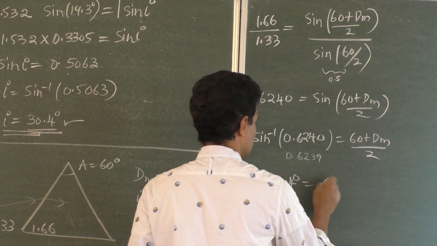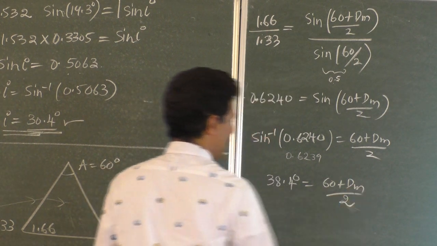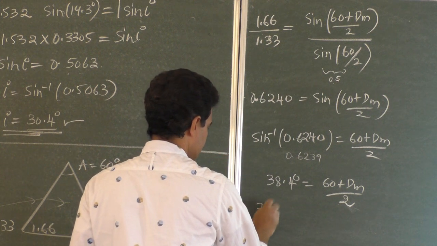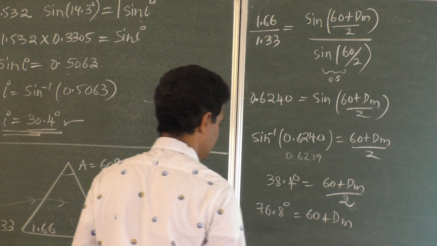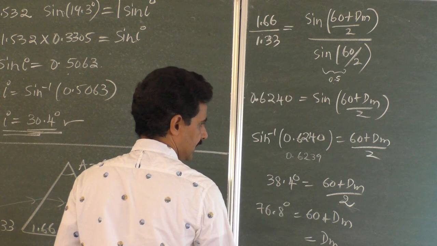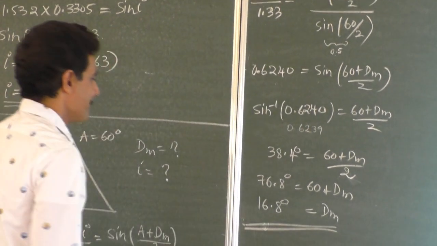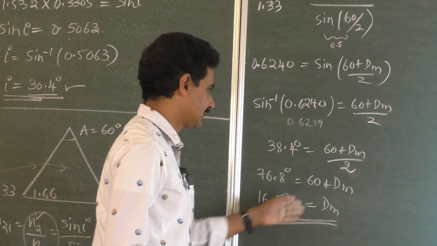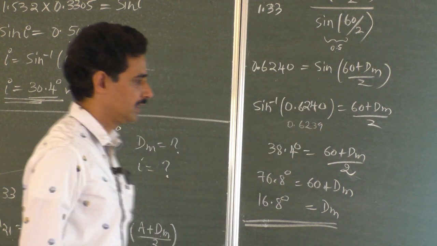38.4 degrees is equal to 60 plus dm by 2. Multiply this by 2: 76.8 degrees is equal to 60 plus dm. What is the angle of minimum deviation? It is 76.8 minus 60, that is 16.8 degrees. This is the angle of minimum deviation. There is a small difference between the answer written there and the answer we are getting, because approximation makes a little bit of change, but you need not worry.